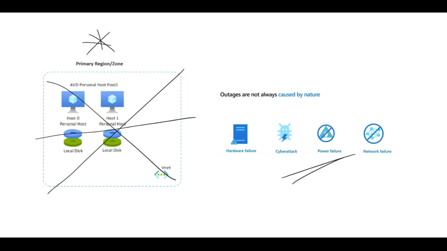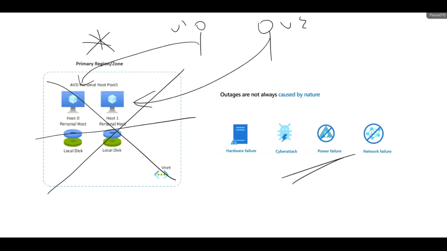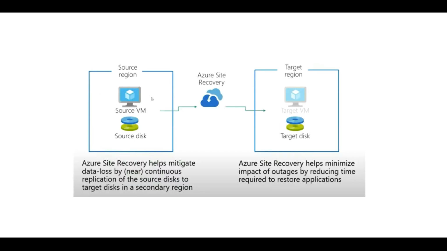So in this scenario, the users I mentioned earlier, user 1 and 2, cannot access the virtual machines. Because of this, they cannot do their day-to-day BAU activities, which will impact the business, resulting in financial or reputational loss. So in order to minimize the impact of a disaster scenario, there comes Azure Site Recovery.